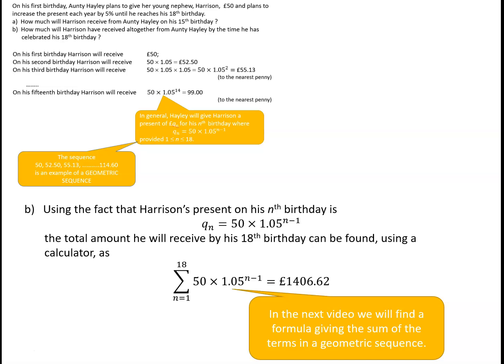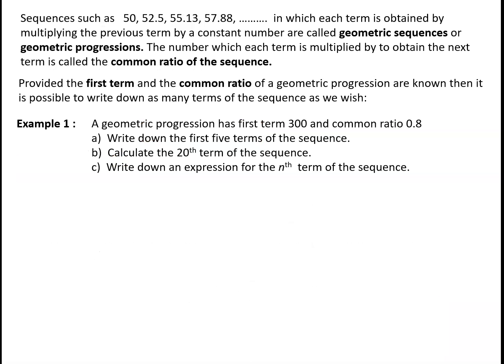In the next video we'll find a formula giving the sum of the terms in a geometric sequence. But in this video we're just going to continue looking at geometric sequences and how to deal with them algebraically. So a sequence such as the one we've just been looking at, in which each term is obtained by multiplying the previous term by a constant number, is called a geometric sequence or geometric progression.